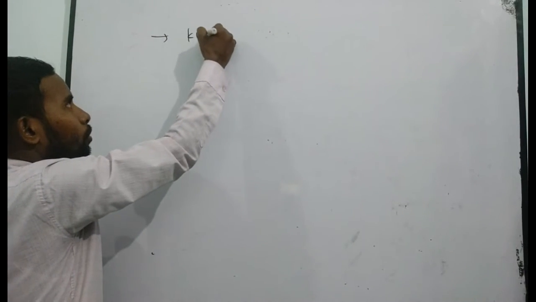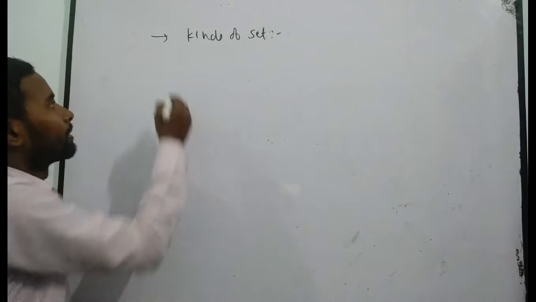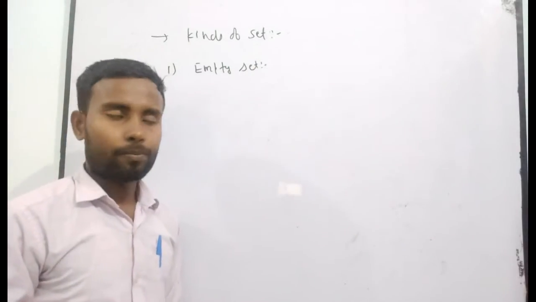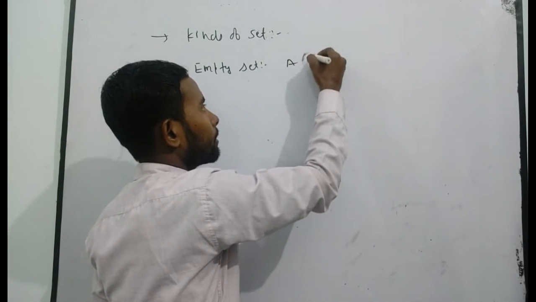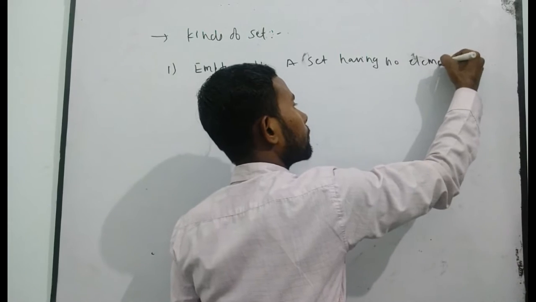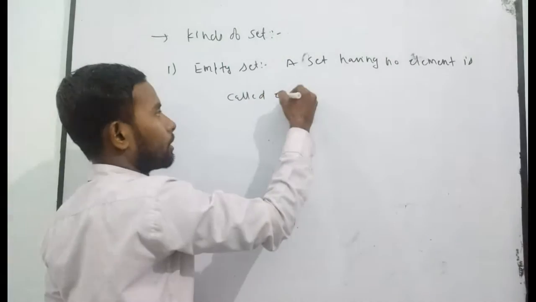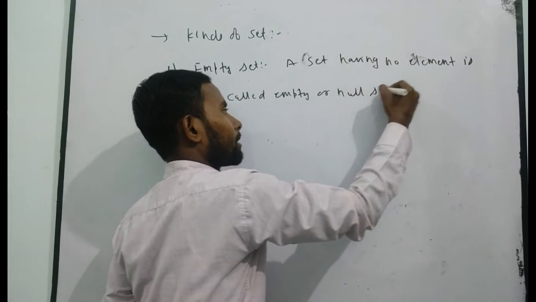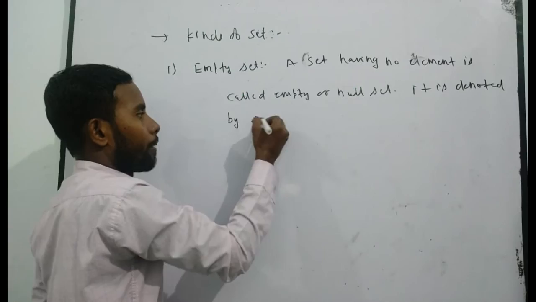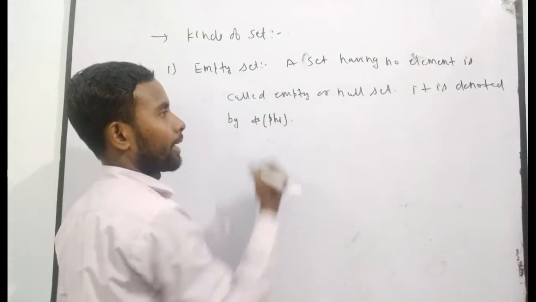Now we discuss kinds of sets. First will be the empty set. A set having no element is called an empty or null set. It is denoted by phi.